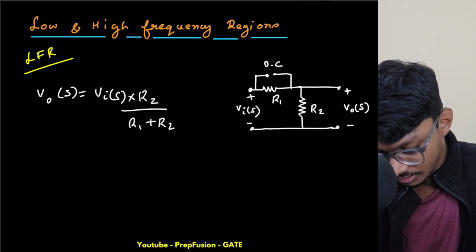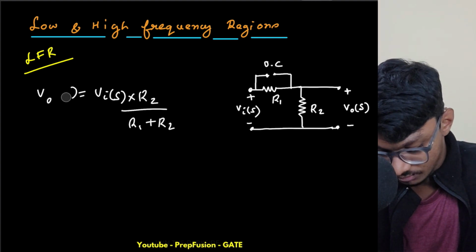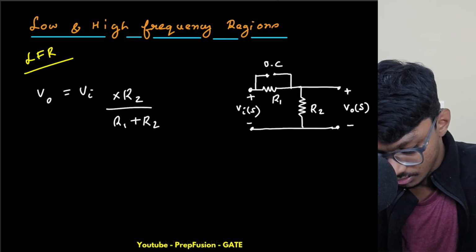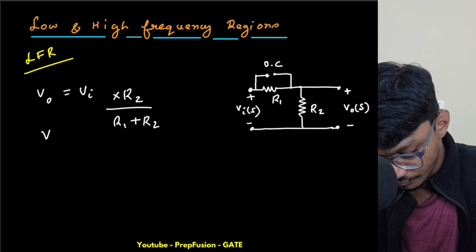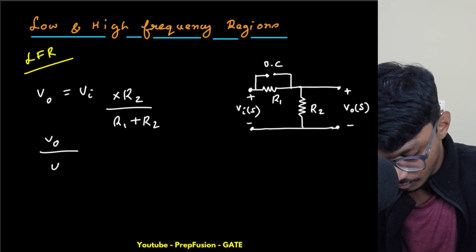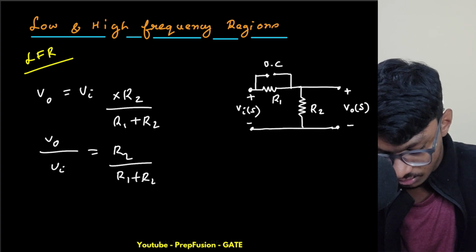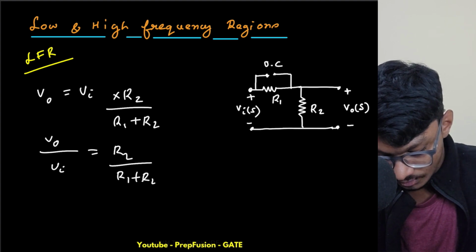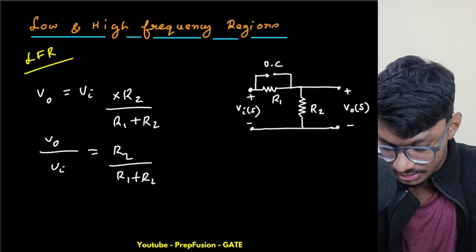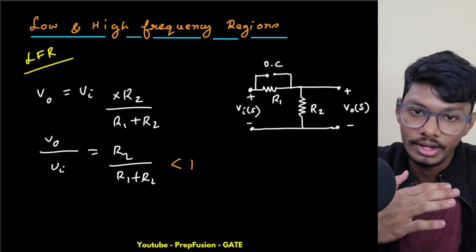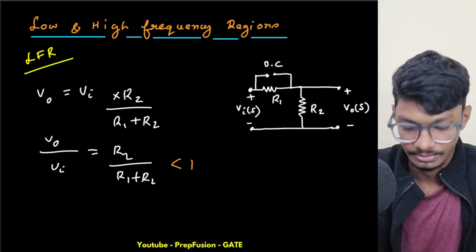So for S equals 0, the low frequency region, the ratio VO upon VI equals R2 by R1 plus R2, which is not equal to 0. It is something less than 1. So we are getting low gain in the low frequency region. And in the high frequency region, what is happening? Let's see.